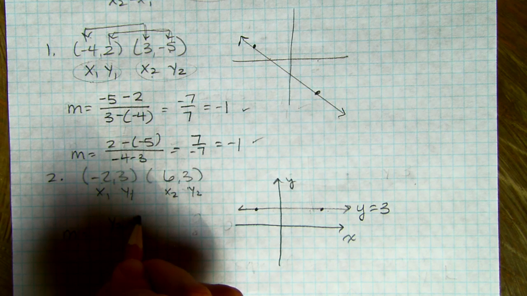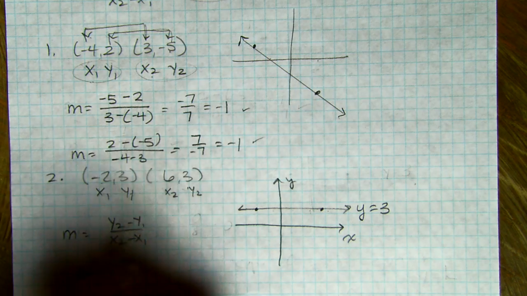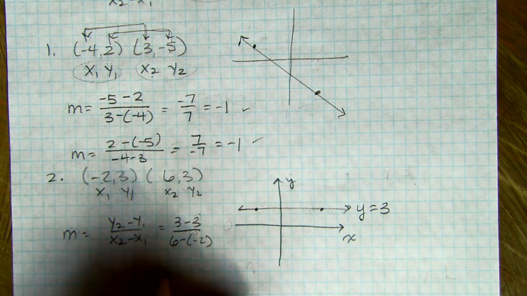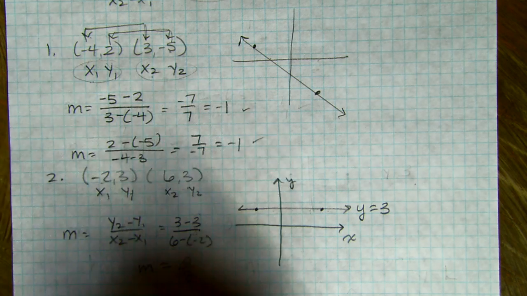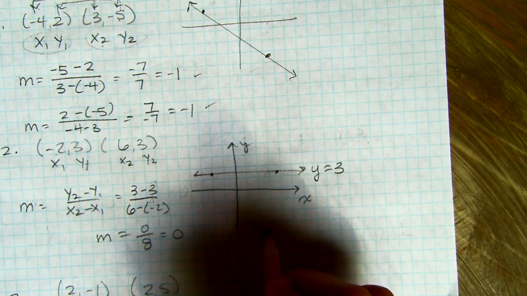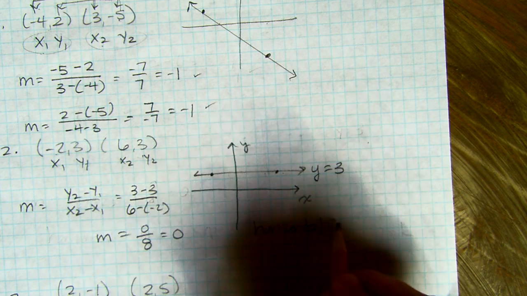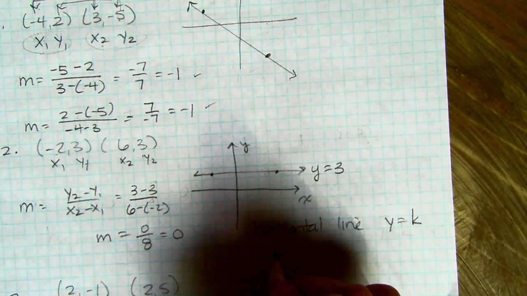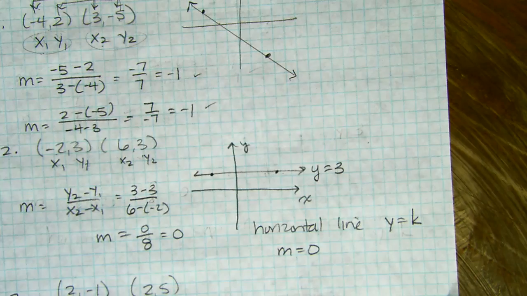Well, if I do y2 minus y1, I get 3 minus 3 over 6 minus -2, which is 0 divided by 8. What does that equal to? That is equal to 0. So a horizontal line is y equals some constant, and slope is 0.